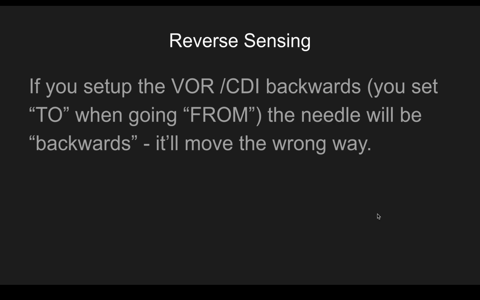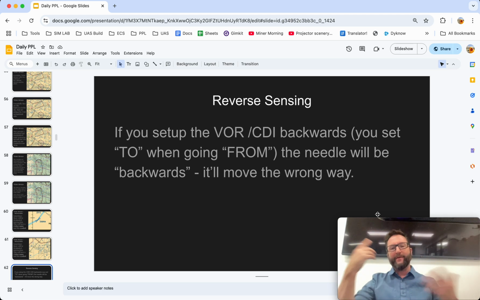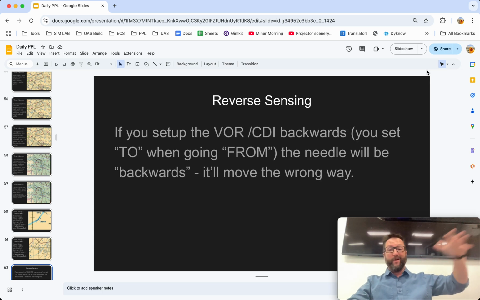There is something called reverse sensing. If you set up a VOR backwards, meaning you meant to put in a to radial, but you put in a from, the needle will go the wrong way. What I mean by that is this. You've got the needle kind of hanging down, right? And it's off to this side. So you think, oh, the course is off to that side, but you've got it set up backwards. So you start flying that way, and it just keeps getting further and further out. And you're like, what's going on? Well, you probably have it set up backwards, and you're getting what's called reverse sensing, because it doesn't know which direction you're facing. It just knows that you selected this radial and is telling you where it is relative to you.